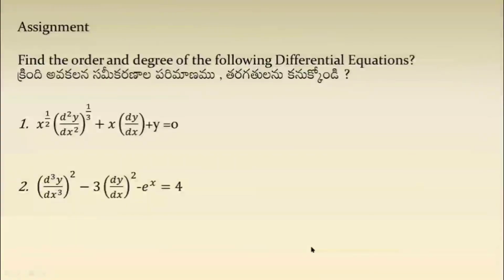Now we have some assignment. Find the order and degree of the differential equations. First example: x power half into (d²y/dx²) whole power 1/3 plus x into dy/dx plus y is equal to 0. Second one: (d²y/dx³) plus whole square minus 3 into d²y/dx² minus e power x is equal to 4.